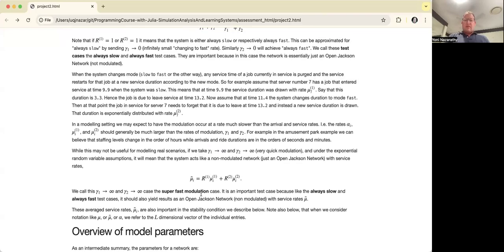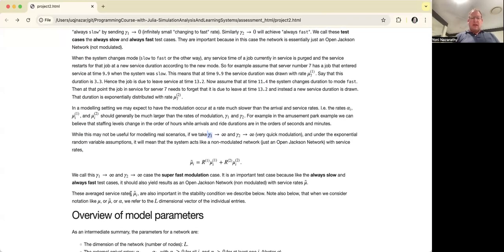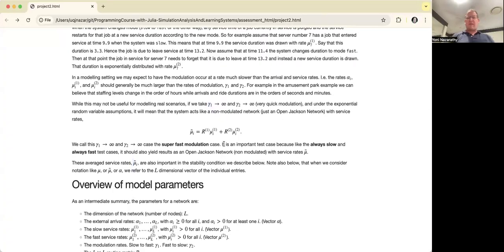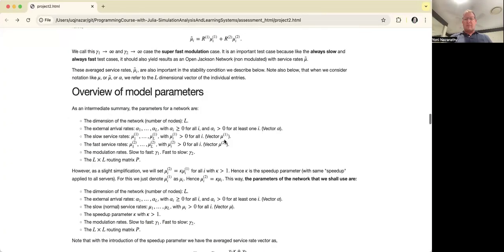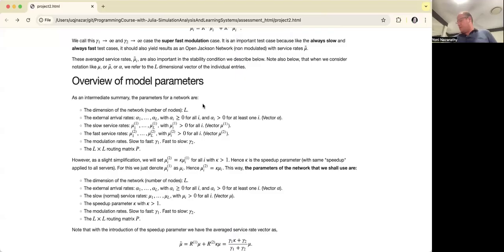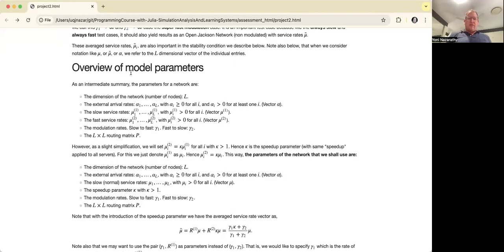So you call this case a super fast modulation. Again, when we say something going to infinity, what I mean here is not that you're going to simulate this thing going to infinity. You just choose parameters such that these things are quite high, okay, in comparison to everything else. Okay, and these average service rates, mu tilde, are also important. Ooh, so as you see, that's a bit of a thing to digest. You need to read it, think about it, watch this video, and think about it more, discuss a bit, and then understand.